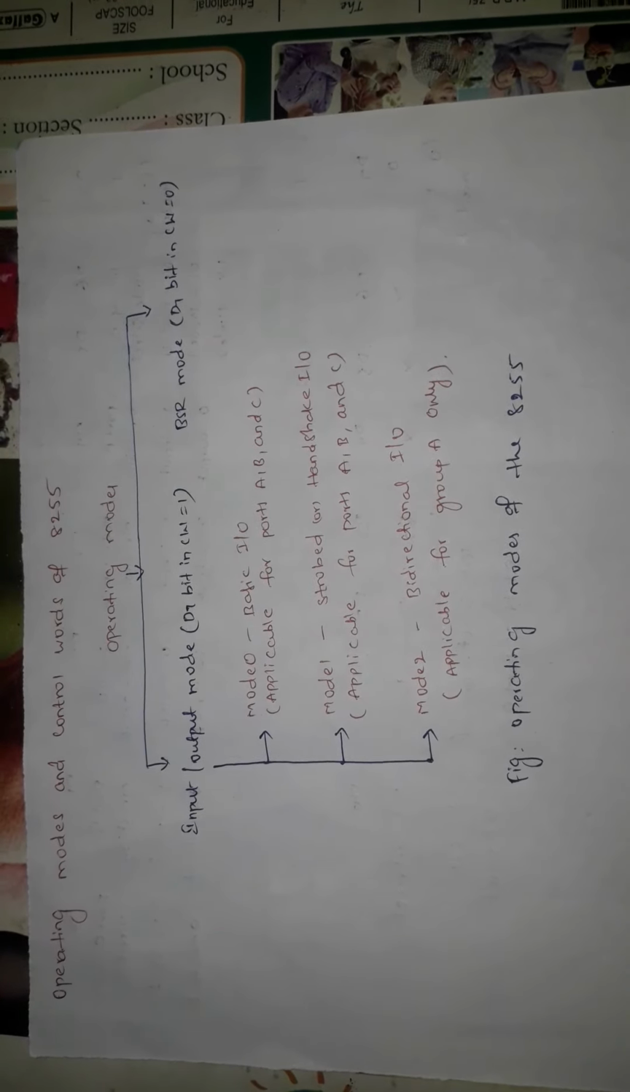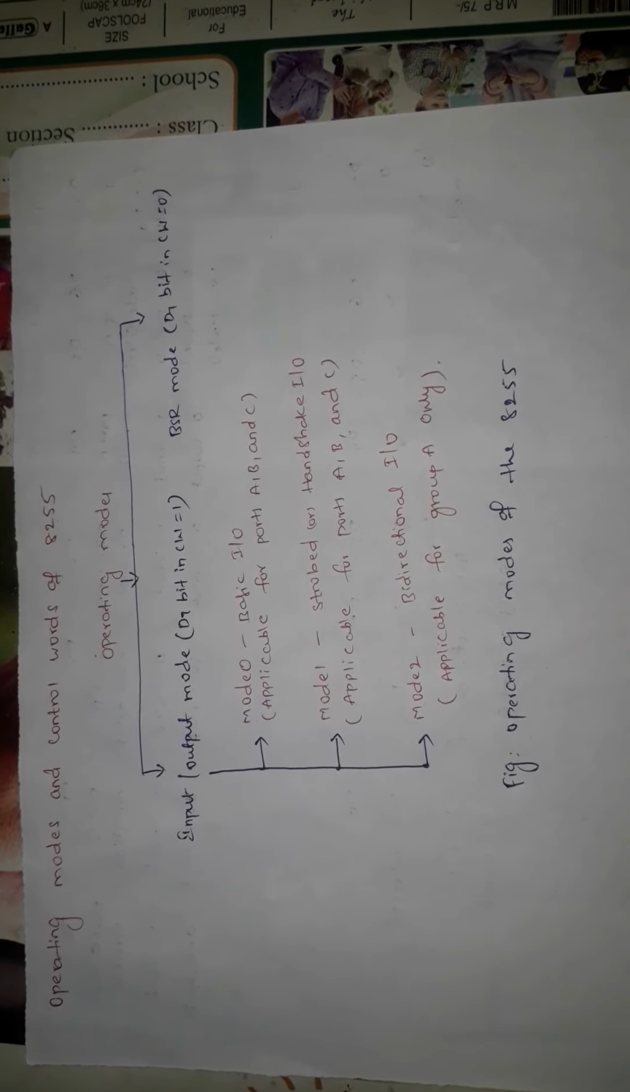So if the address pins A1 and A0 are 00, port A is selected. If 01, port B is selected. If 10, port C is selected. If 11, the control register is selected. The control register is used to select the mode of operation that the 8255 is performing. Also, the direction of the ports is selected by using the control register.